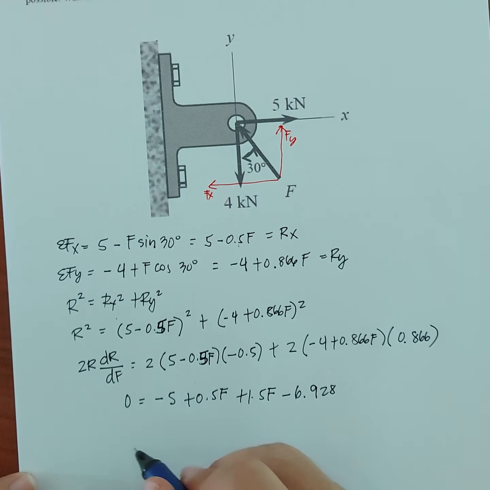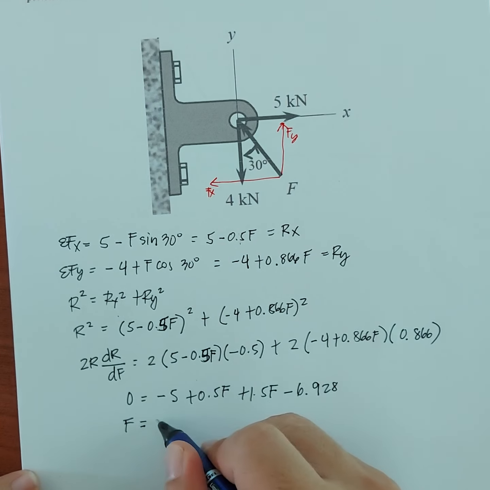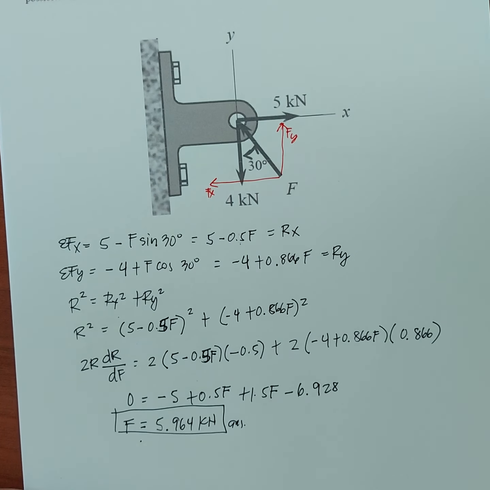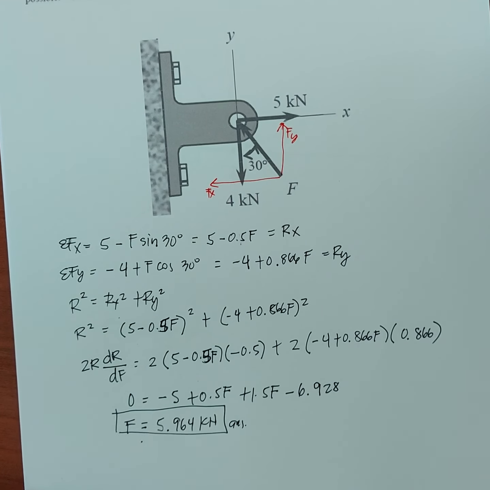So F is equal to 5.964 kilonewtons. So that's F. Okay, but that's not what we are... Oh pala, kasama pala siya sa hinahanap natin. So this is one of the answers then. So that is F, so that R is minimum. Now, next is solve for R.